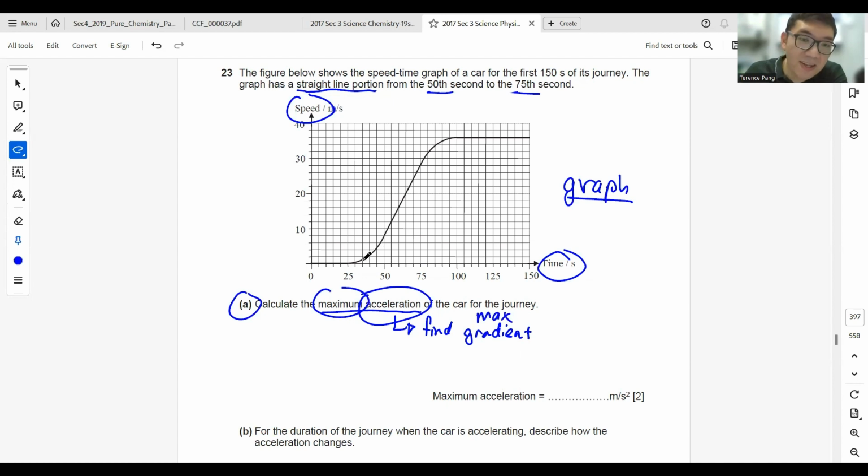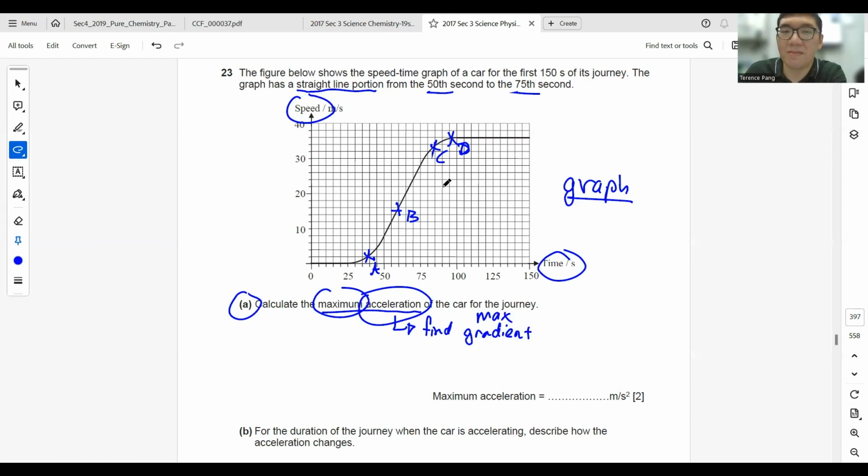So I give you a few points. Point A, point B, point C, and point D. Which of these points has the maximum gradient? B. How do you know it's B?